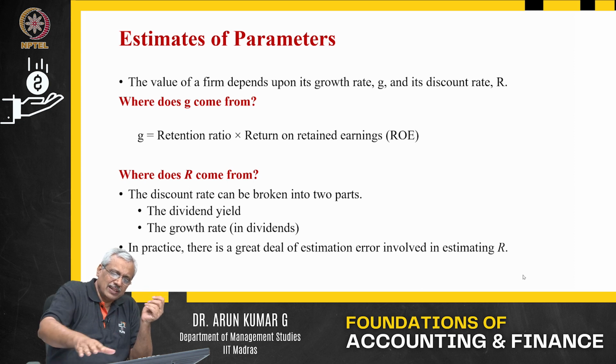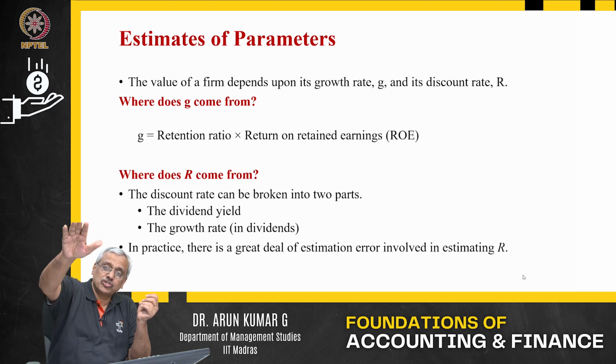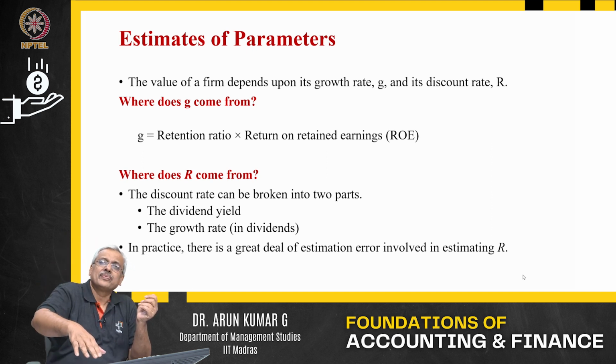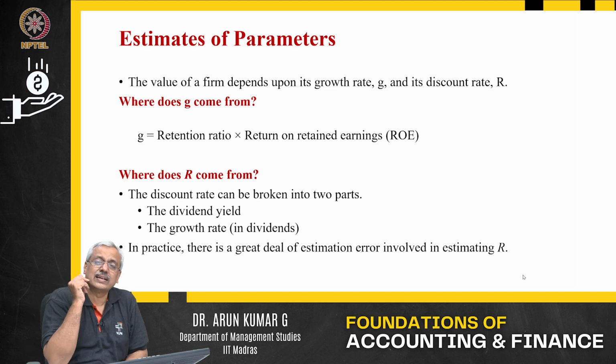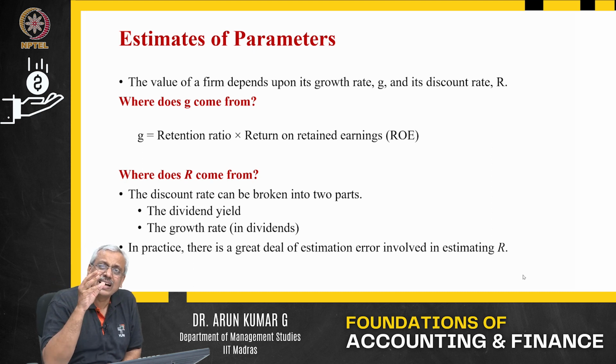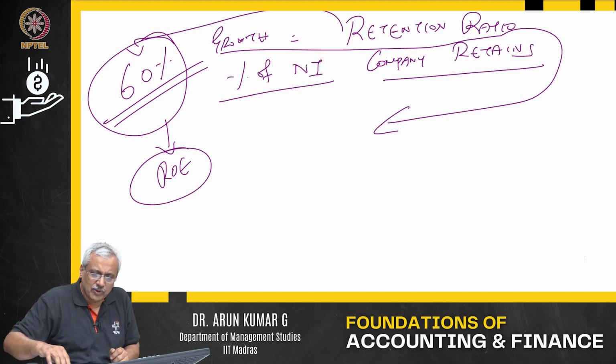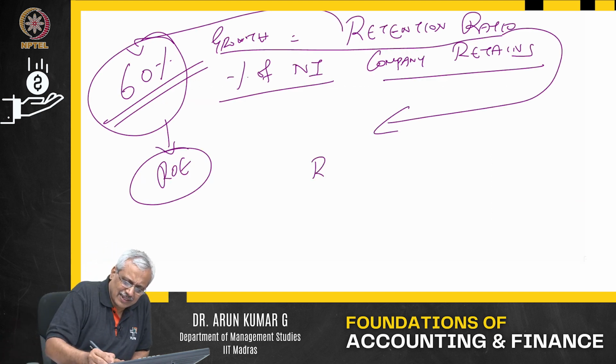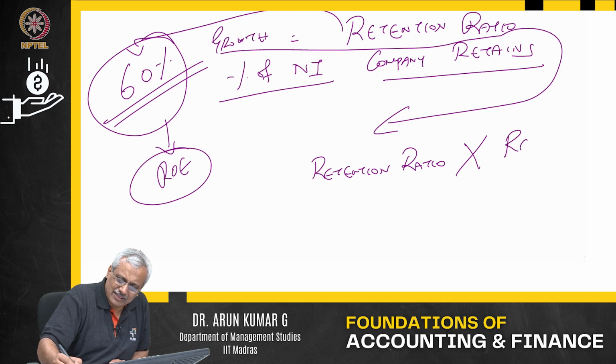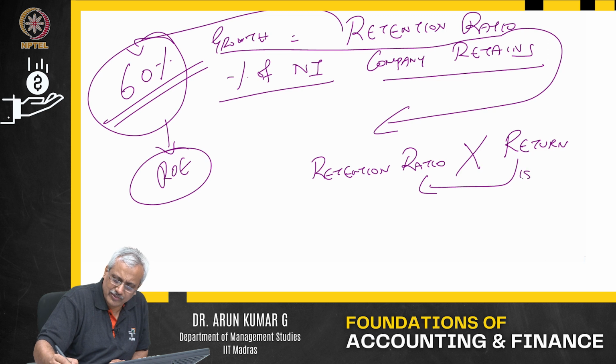Naturally, that money you are retaining, assuming that it's going to earn at the same required return on the retained earnings, whatever is the return on retained earnings, you can assume it's the same rate or it can be a differential rate. That is what growth is going to be. Growth is going to be, if I have to say that again, the retention ratio multiplied by the return that this money is going to earn.